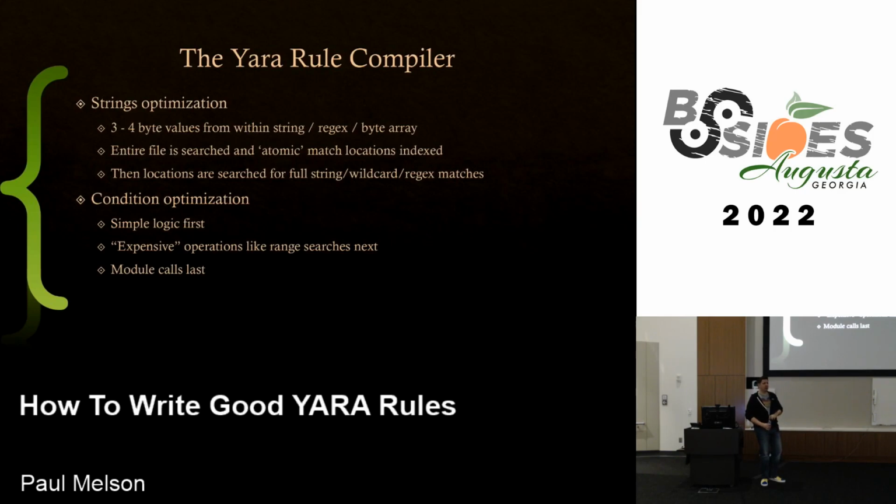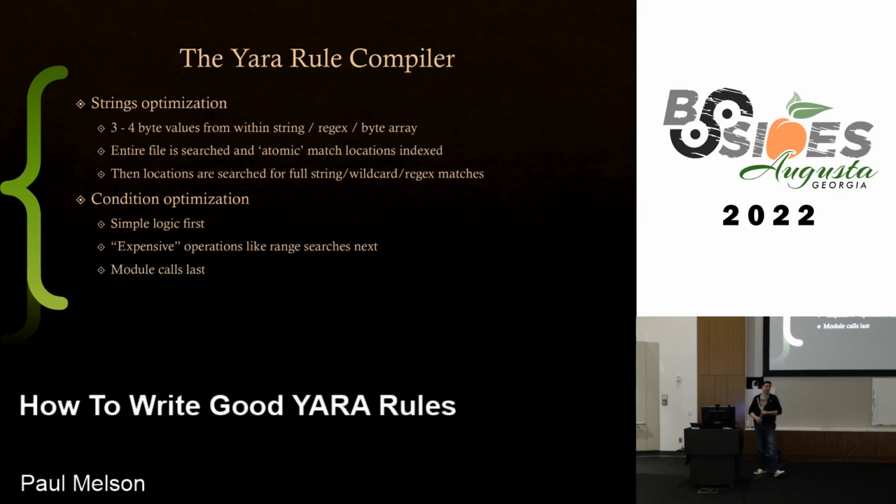And then finally, after it builds that index, it goes through and searches for each of the full string matches by expanding the strings, looking at wildcards and regular expressions. So that's how it optimizes the matches, right? It picks what it thinks are going to be some good byte chunks, comes up with an index, and then expands each of the searches locally within those positions so that it doesn't have to run your terrible regex over the entirety of the file.